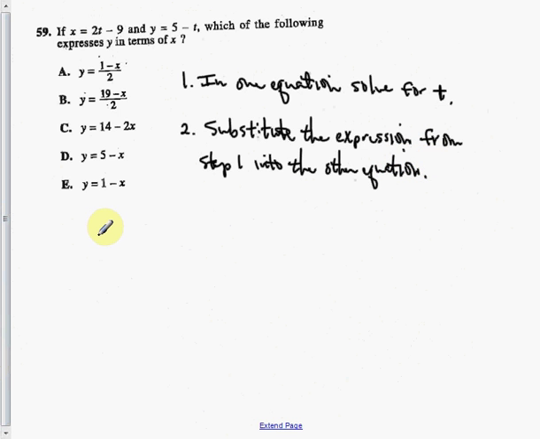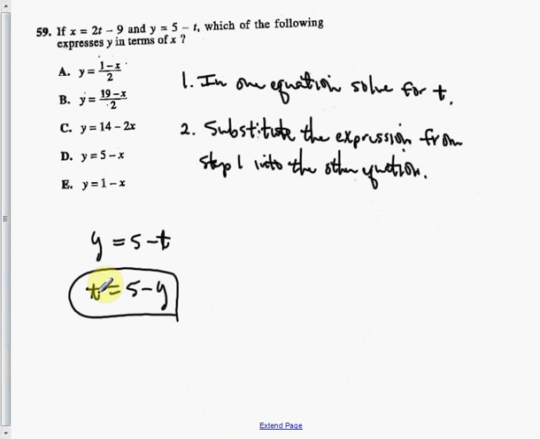So, I'm going to take here y is equal to 5 minus t. I'm going to solve for t. I'm going to add t on both sides, subtract y on both sides. So that'll give me t is equal to 5 minus y. Do you see that? Add t on both sides, subtract y on both sides. So t is equal to 5 minus y.